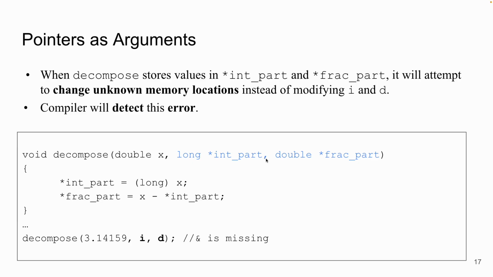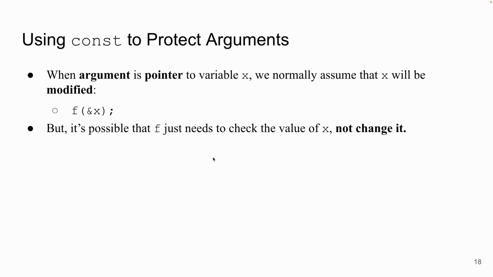Second, if it stores the integer value, you will not know what memory locations are stored inside the int part and the flag part. If this kind of thing happens, I believe the latest compiler is smart enough to detect it. So if this happens in your code, you will get a compilation error. So remember, please make sure that you pass the correct things to the function. That is all about pointer as argument.